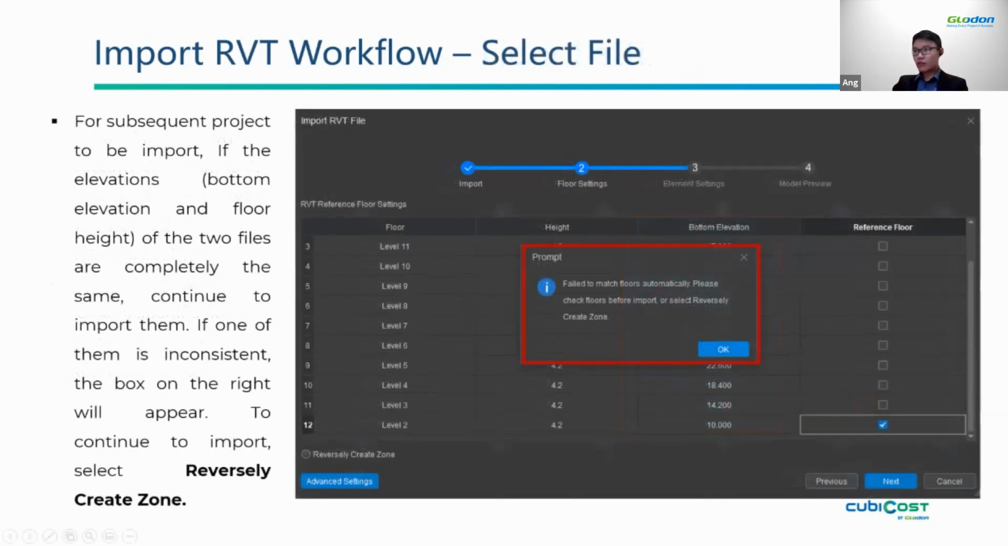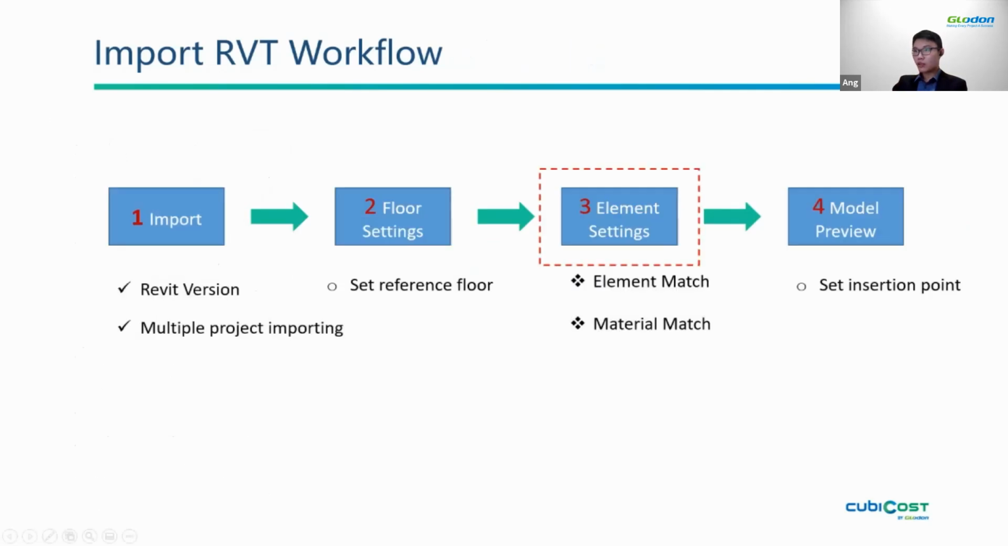Then, once you have set all the settings, you have different options. If you import multiple files at once, there will be a prompt message like this, meaning maybe the first file and the second file have different elevations. Then you have to use the reversely create zone function. When you click on this function, it will follow the previous settings. Now, once you have done all of those settings, we move on to the element settings.